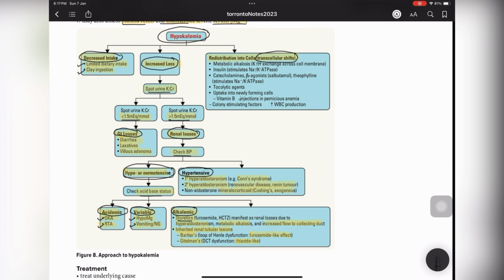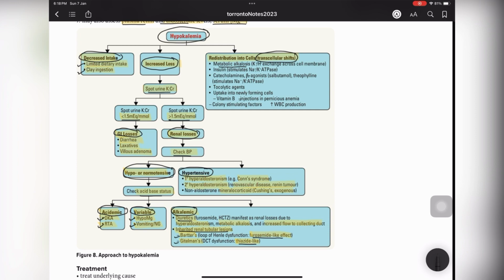And if the patient is alkalemic, we need to see the diuretic use or inherited renal tubular lesions like Bartter syndrome or Gitelman syndrome. In Bartter syndrome, there's dysfunction of loop of Henle, where there's a furosemide-like effect. In Gitelman, there's a dysfunction of DCT, distal convoluted tubule.